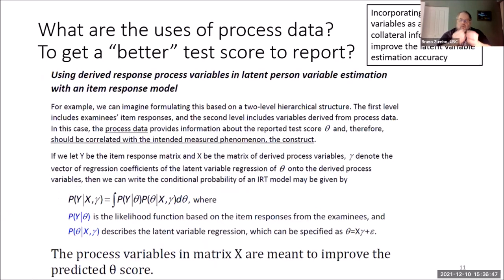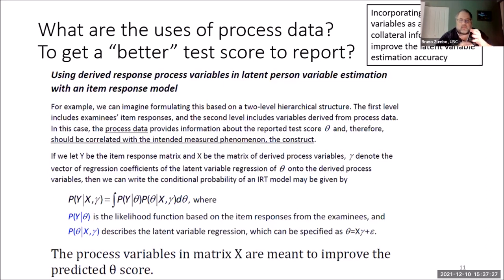Here's another example. Now we're looking at this space-time, and there are many other possibilities in this space-time between, if you wish, the presentation of the stimulus, the task or the question, and the production. Here we're going closer towards getting a quote-unquote better test score that one can report, better in some statistical sense: smaller standard error of measurement, less bias, or other such notions.